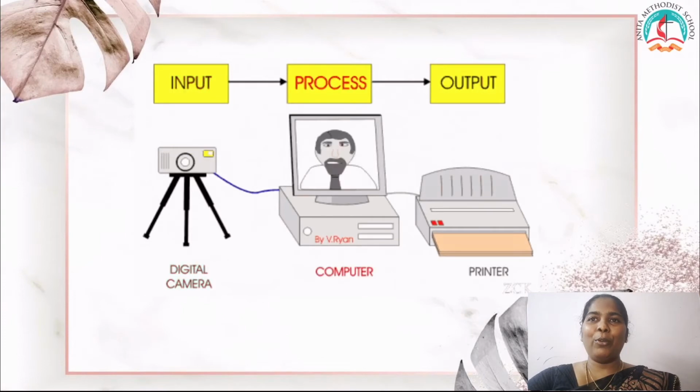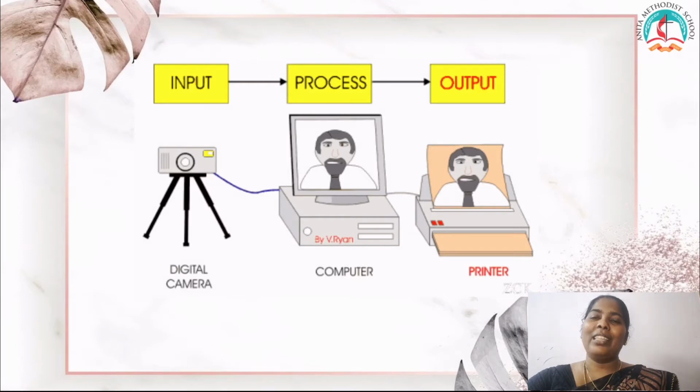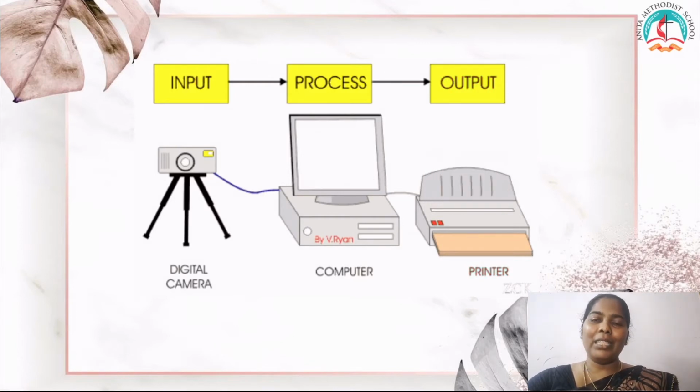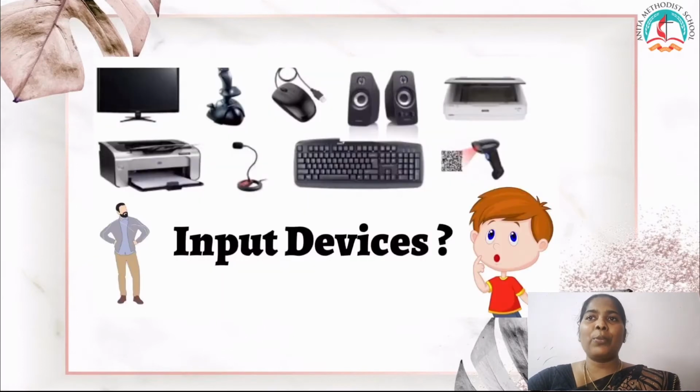It gets input, like taking a photo, then processes it, and the output is the image, which is printed, so we will get it as a hard copy. So clicking the camera, processing it, and then output. These are the input unit, the central processing unit, and the last one, the output unit.